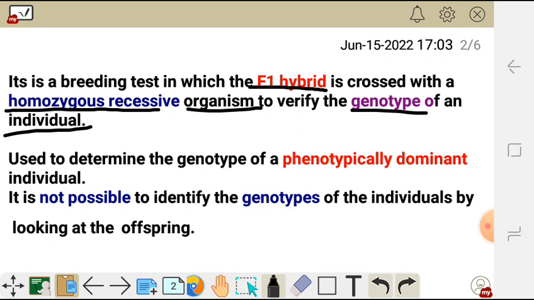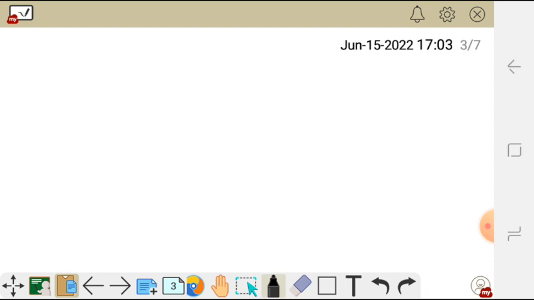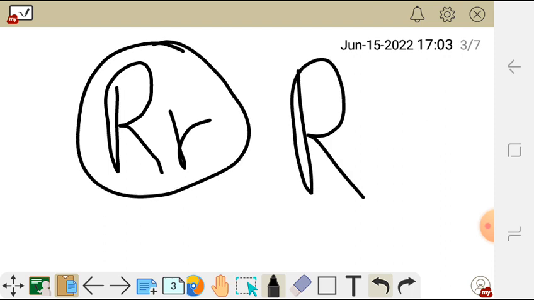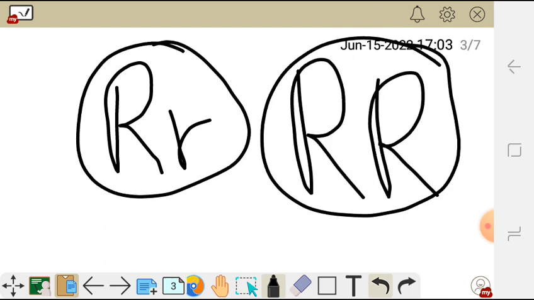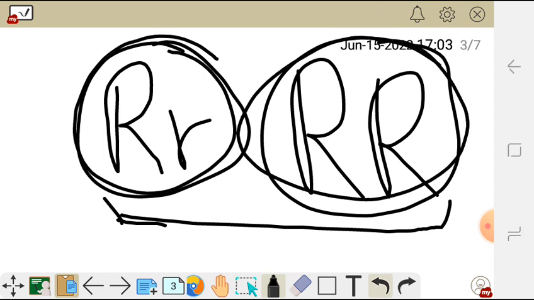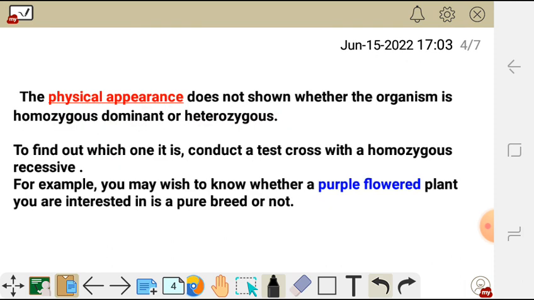For example, if we have the genotypes for color, let's say red, we can have a heterozygous red or a homozygous dominant red. By looking at the phenotype of these two, we can only see the color, which is red, but the genotype may be heterozygous or homozygous dominant. So that's why we need to conduct a test cross to know the genotypes. The physical appearance does not show whether the organism is homozygous or heterozygous.